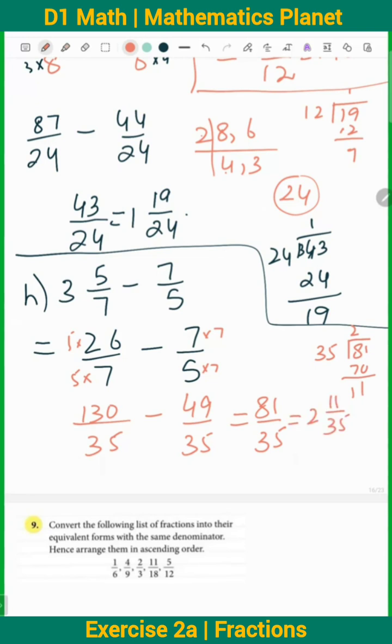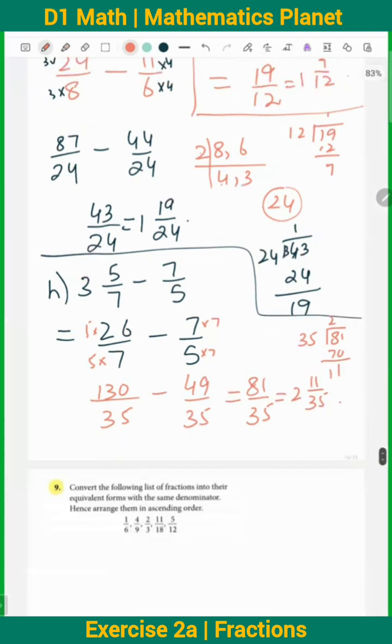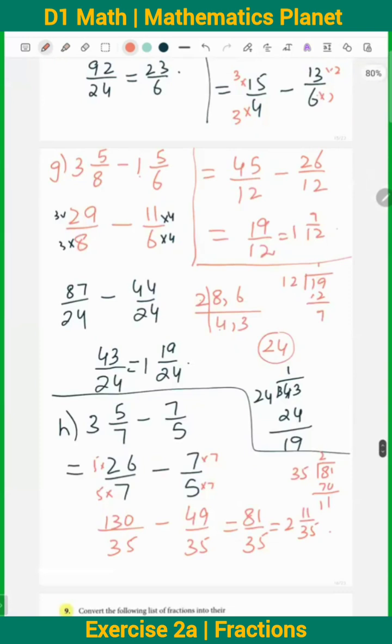Yes, students, any confusion in all of these questions? I'm giving you 2 minutes. You can just look at them, all of the question number 8.